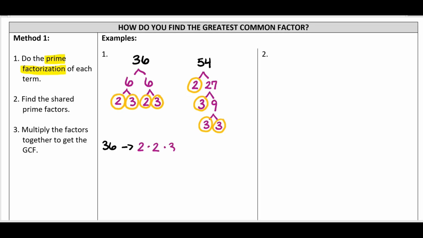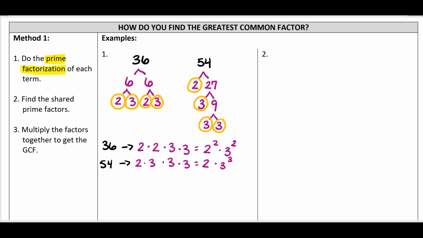So now, down here, we're going to write down that 36 is made up of 2 times 2 times 3 times 3, or you might sometimes see this as 2 squared times 3 squared. 54 is made up of 2 times 3 times 3 times 3, or again, you might see this as 2 times 3 to the third.